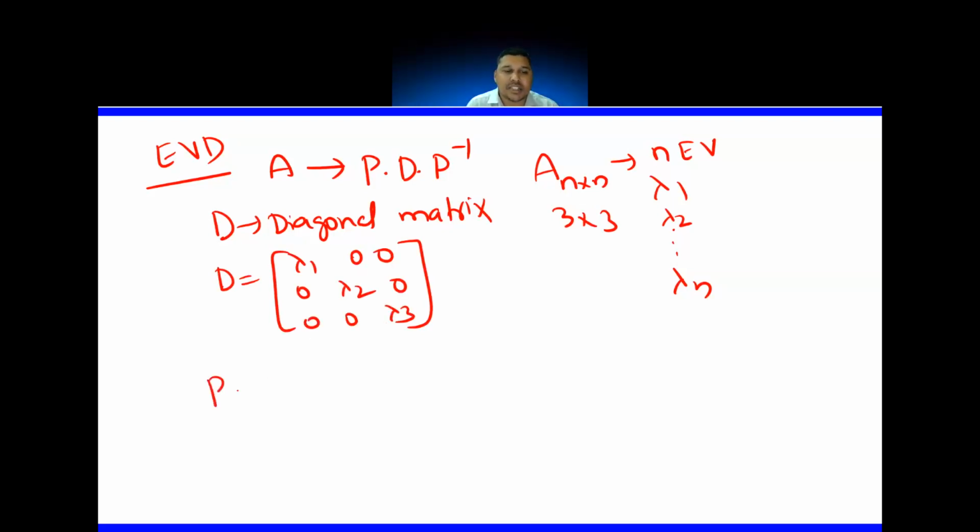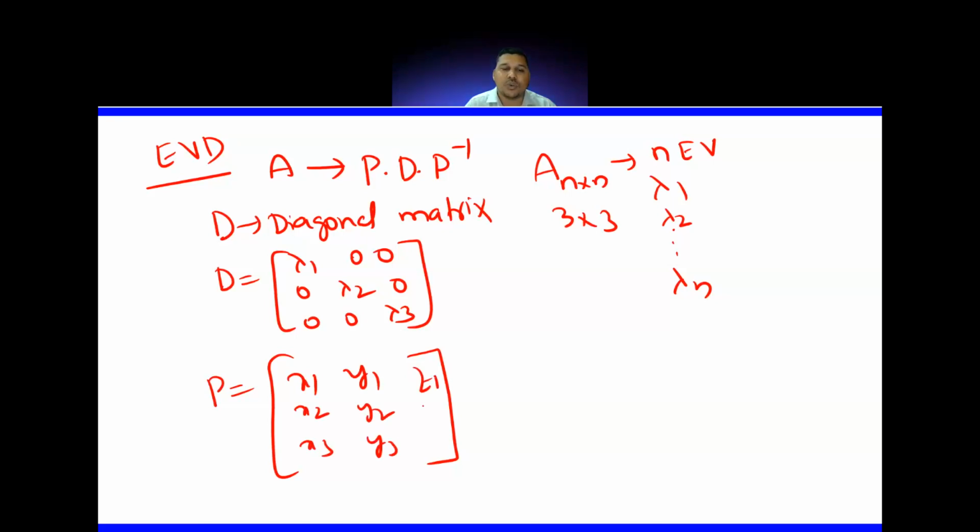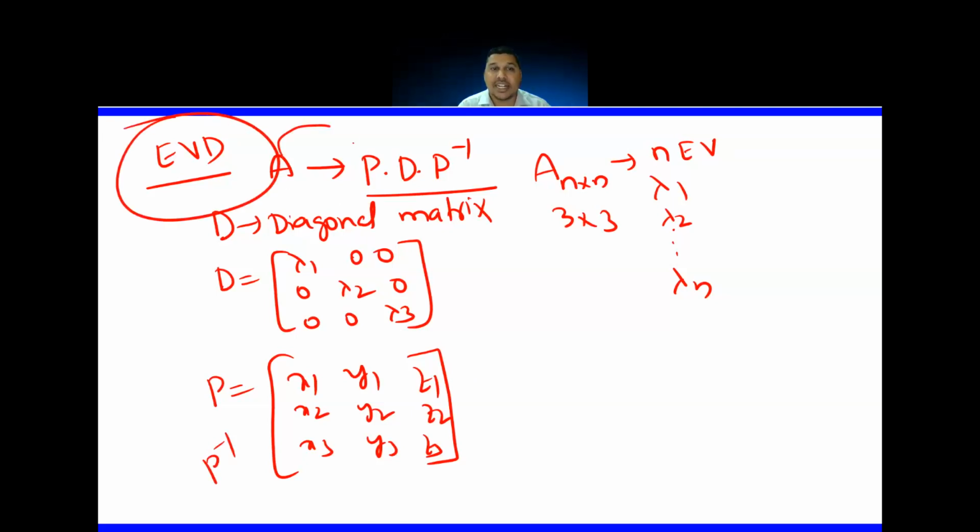Now we want to form P matrix. P matrix is nothing but the corresponding eigenvectors for those eigenvalues. So for lambda 1, it is x1, x2, x3. For lambda 2, it is y1, y2, y3, and for lambda 3, z1, z2, z3. So you have 3 eigenvectors. Find out its inverse, you get P inverse. Write them as a product. If you write them as a product of these 3, this becomes eigenvalue decomposition. So we are able to decompose that matrix into a product of 3 separate matrices, where the matrix in the middle is a diagonal matrix.